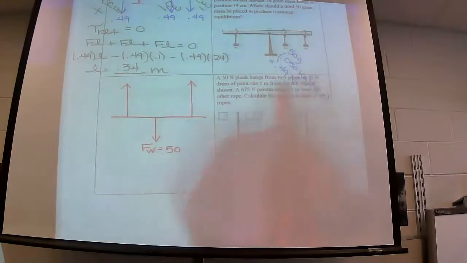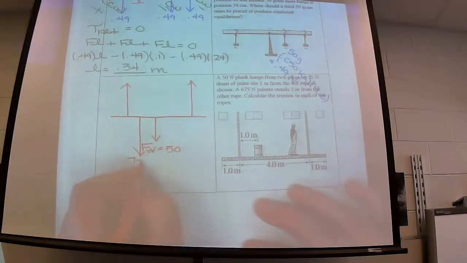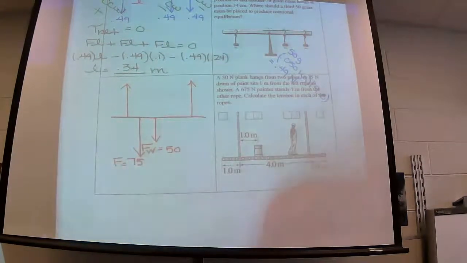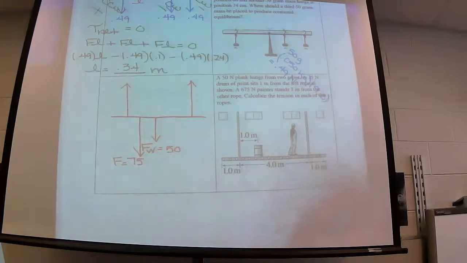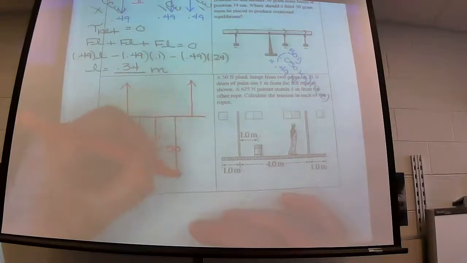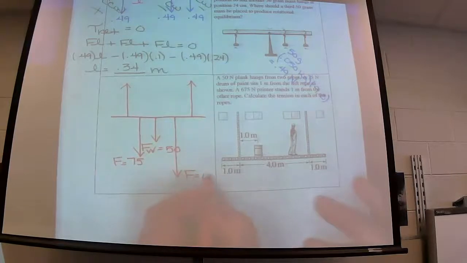A 75 Newton drum of paint sits 1 meter from the left rope. 1 meter from the left rope is 75. 75 is longer than 50. So I'm going to put 75. A 675 painter stands 1 meter from the other rope. 675. Wow, that's going to go off my paper. I'm not drawing it real long because I'll be out of space. I should have drawn the other one shorter. 675.